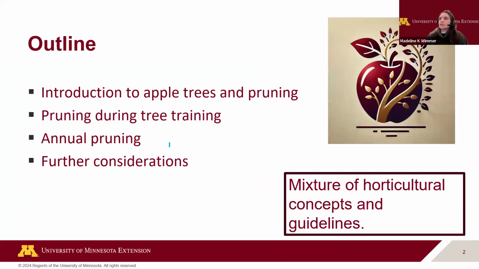All right. So today we're going to be talking a little bit, introducing apple trees and the concept of pruning. And then we'll be talking about pruning during training, right? During the establishment process when trees are just beginning to mature. We'll go on to cover information about annual pruning, and then I'll have a few considerations at the end of this talk.